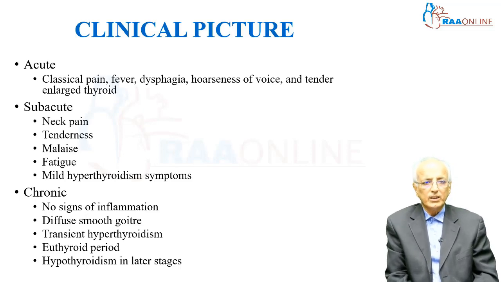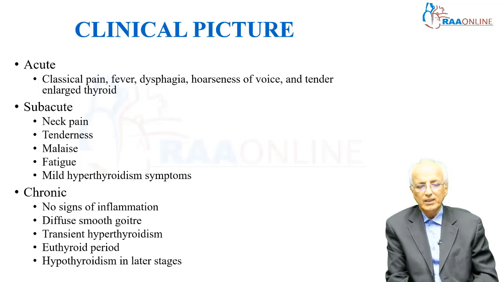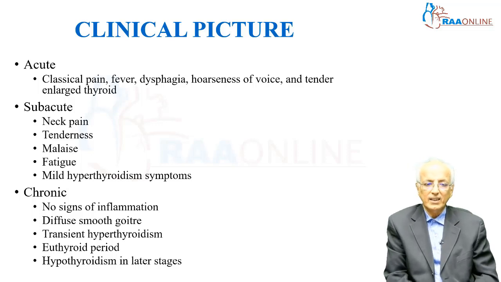Now coming to clinical picture, an acute thyroiditis as expected will produce pain, fever, dysphagia, hoarseness of voice, and a tender, enlarged thyroid gland. When it comes to subacute, it is neck pain, mild tenderness, malaise, fatigue, mild hypothyroidic syndromes. When it comes to chronic, obviously there are no signs of inflammation. It is diffuse smooth enlargement, transient hyperthyroidism, followed by euthyroid, followed by hypothyroid status in later stages.